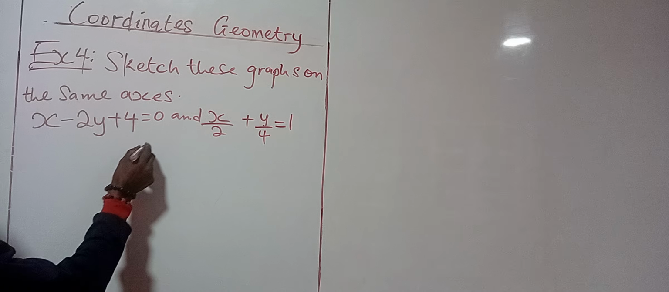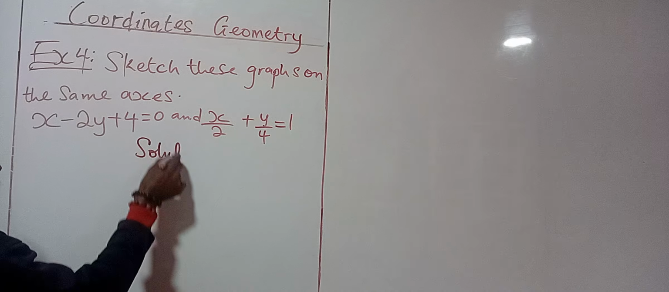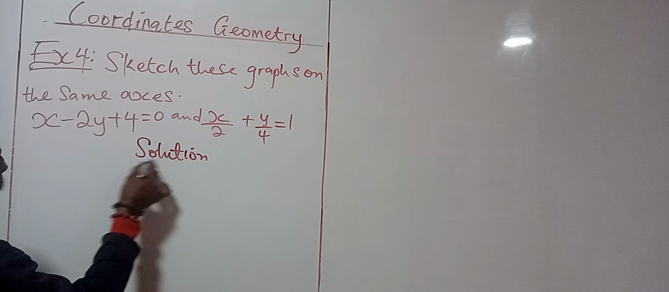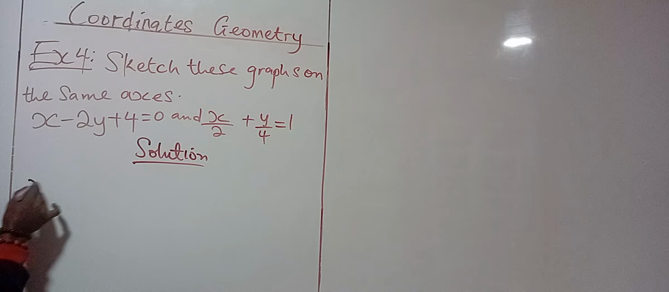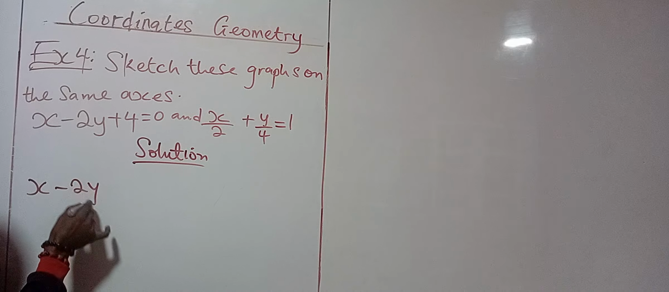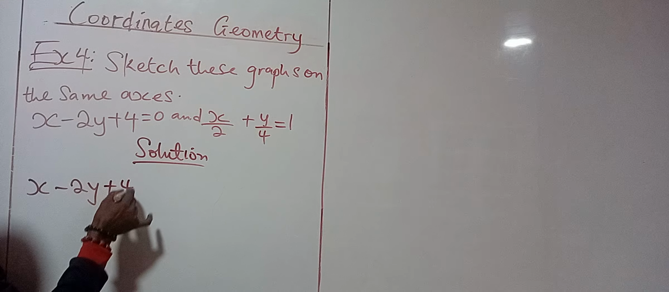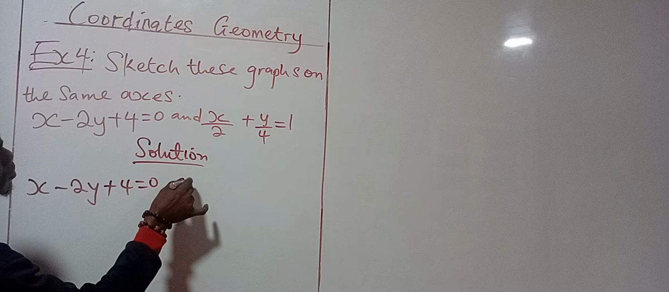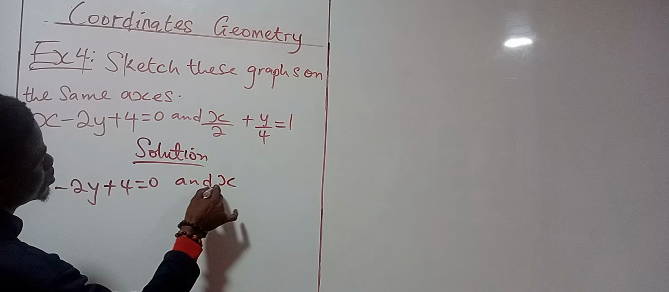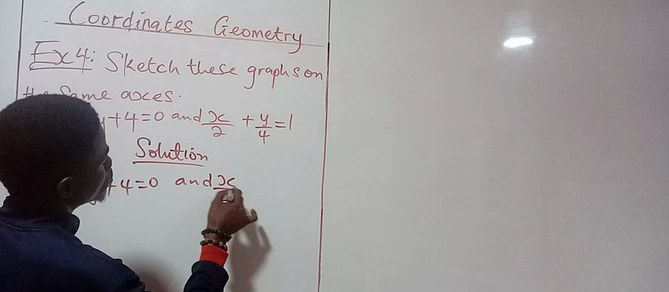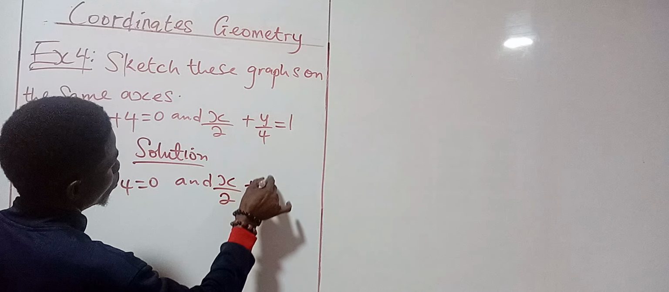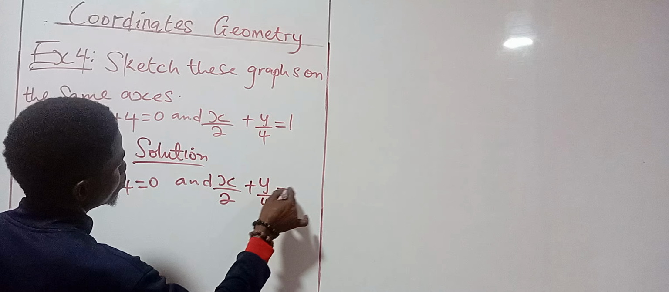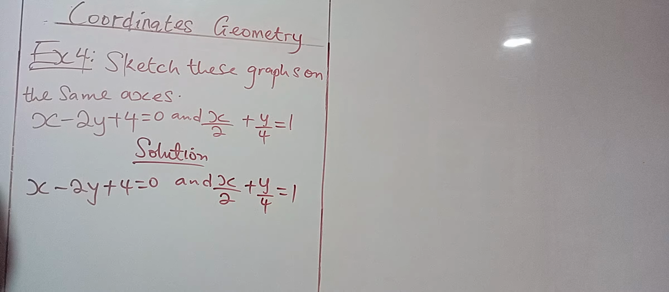On the same axis. So we have x minus 2y plus 4 equal to 0 and x divided by 2 plus y divided by 4 equals 1. So what do we do?